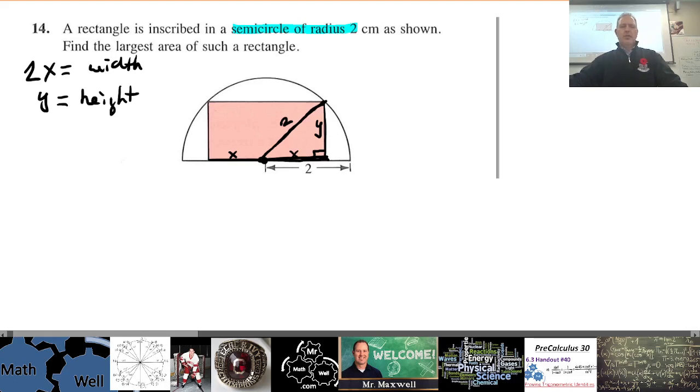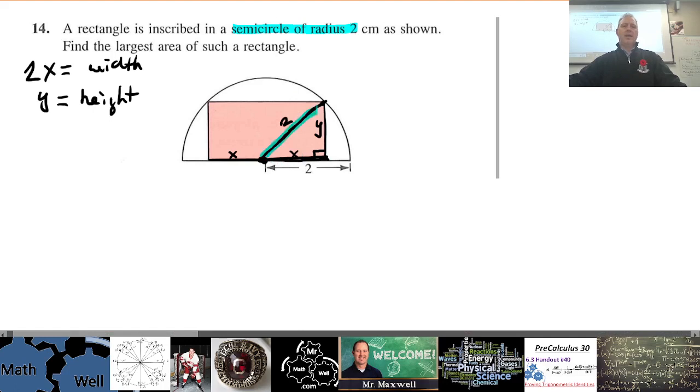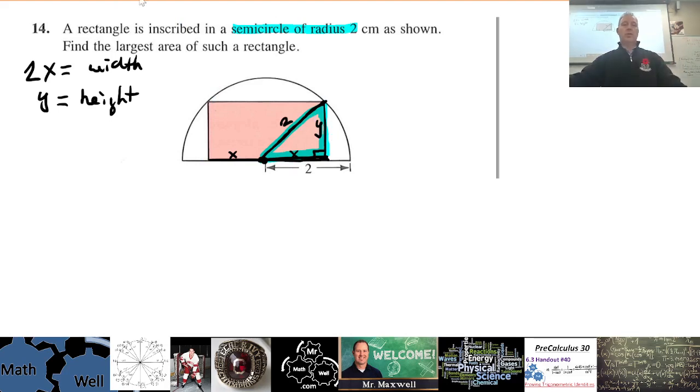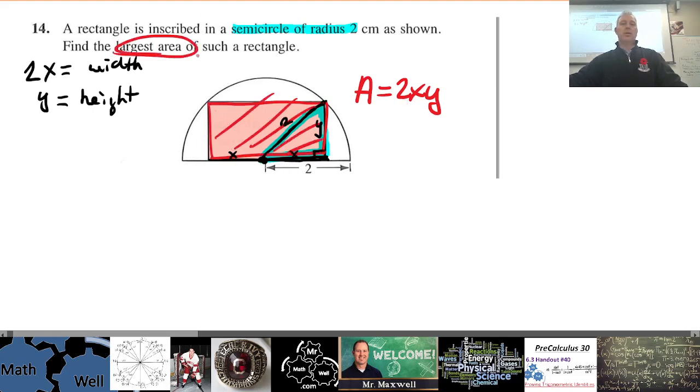All right, so from this, I have 2 pieces of information. I have the relationship between x and y, and 2, which is Pythagoras. And I can also now build my area function with the x's and y's. So my area function that I'm going to focus on soon is going to be 2x times y. You see how that's the area of this? And that is what I'm going to try to maximize. So the largest area of the rectangle, there's the area. This is what I'm going to do calculus on.